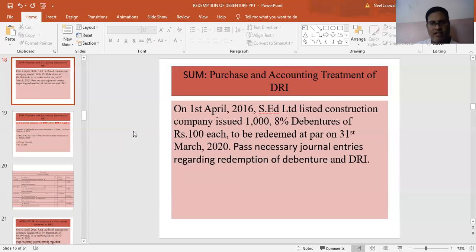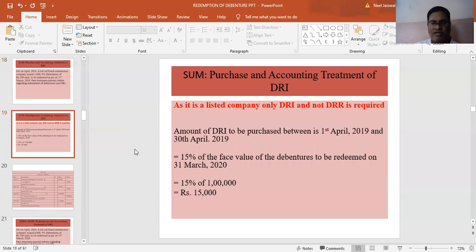The date of redemption is March 2020. But your date is what? 1st April to 30th April. So prior to redemption, we have to create it. Prior to the redemption date, we have to create a debenture redemption investment, so that on the redemption date, you should have an investment. So it is 15% of the face value of the debentures to be redeemed on 31st March 2020. 15% of 1 lakh is 15,000. That is 15,000 to be DRI.